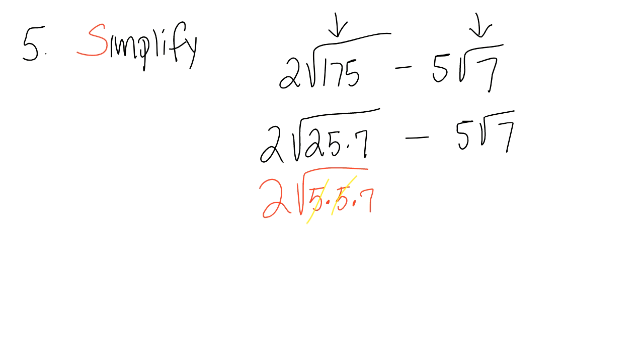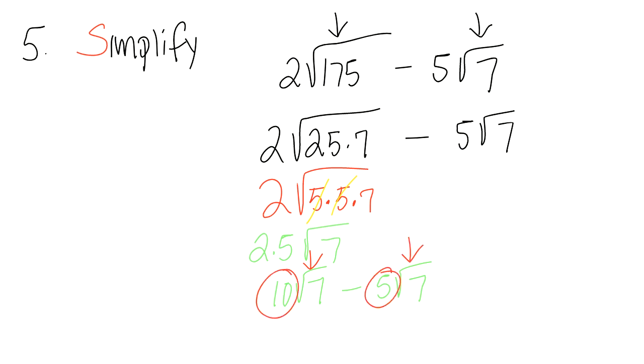So 2 times 5, I get 10. This color probably isn't a good choice, but I already started writing. So now I have like radicals. I have radical 7 here. So the only thing I need to do is take the numbers that are in front and subtract them. I get 5, and just keep my like radical. Okay.